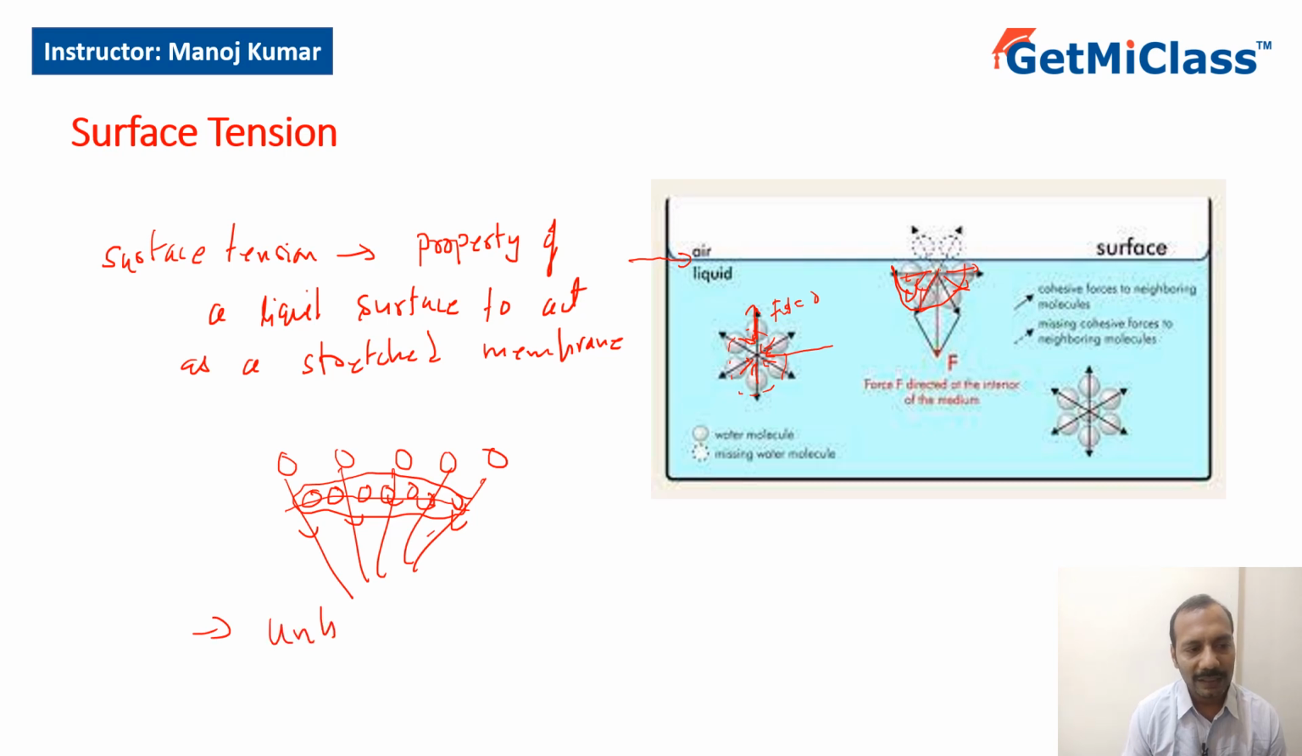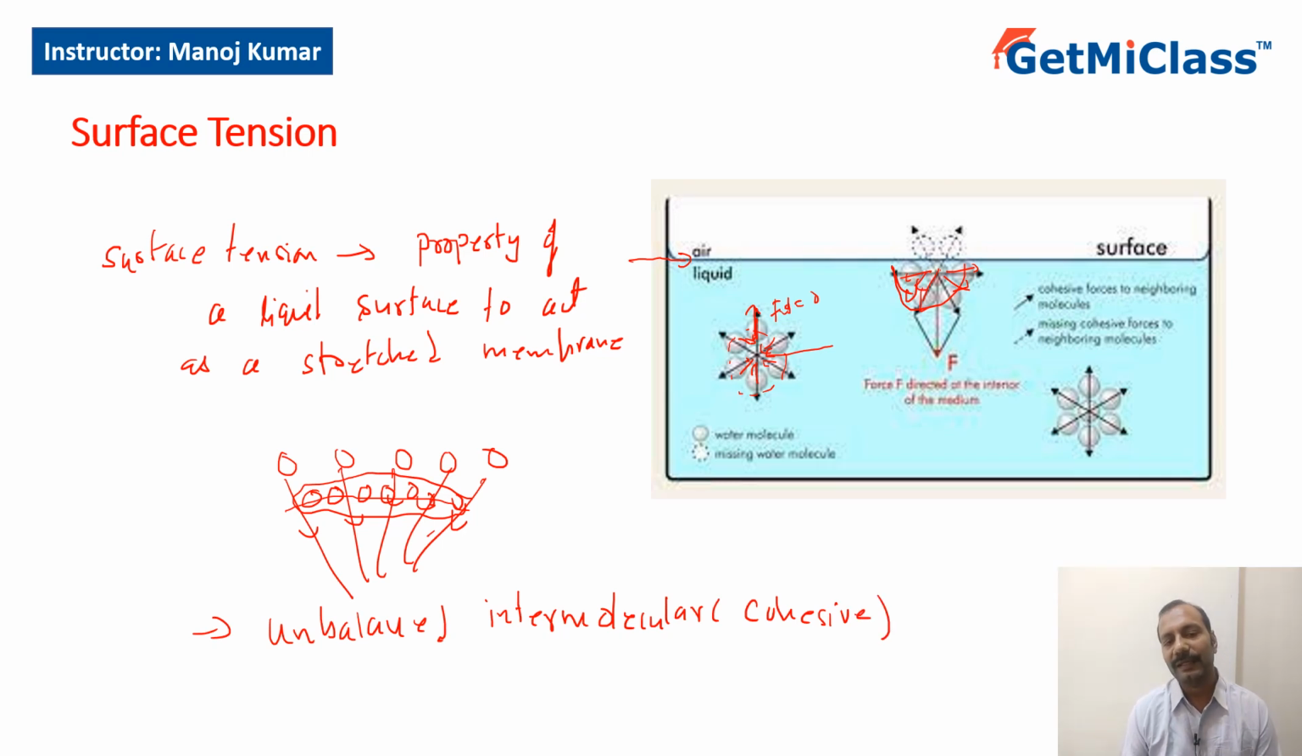So, of course, in general we say unbalanced intermolecular forces, and in particular we say cohesive forces, because only cohesive forces are coming into picture. We do not see any adhesive forces coming into picture here. So, this is the cause of surface tension.